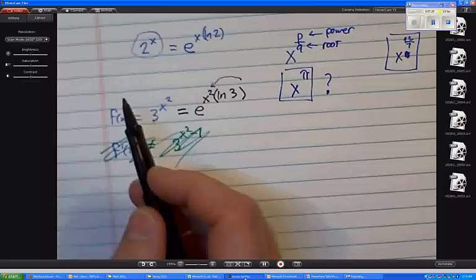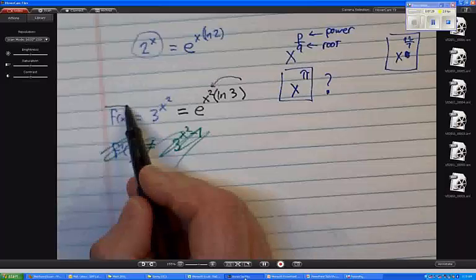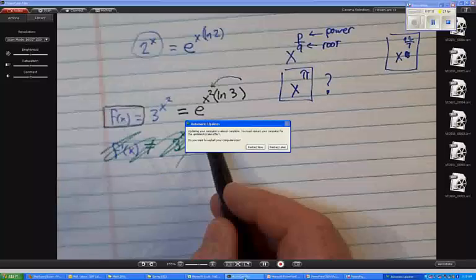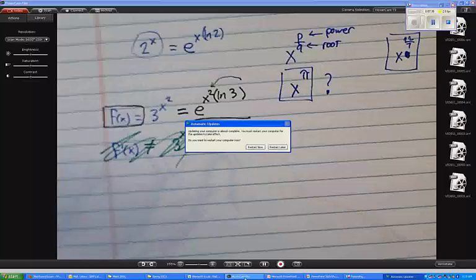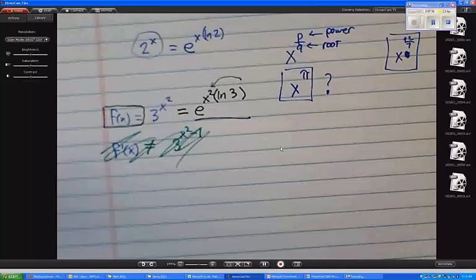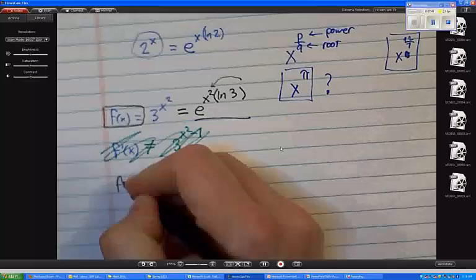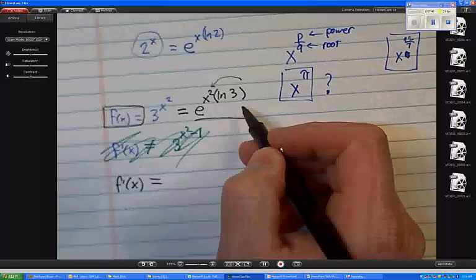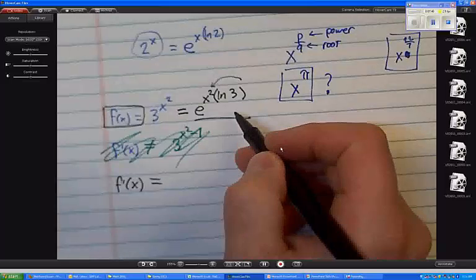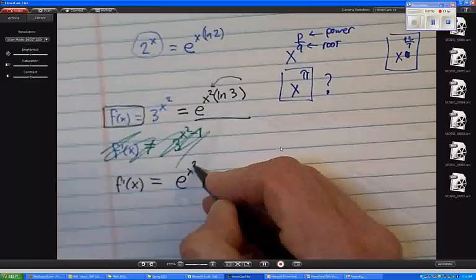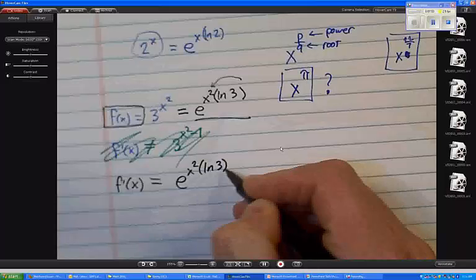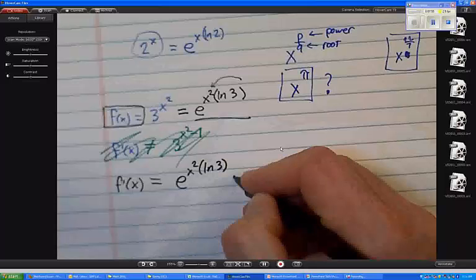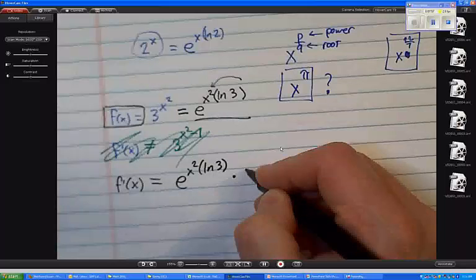So if I had written it this way, f of x equals this crazy thing, there's a chance you guys are going to get it right now. Let's try it. f prime of x equals, well, it's an e to the. So I get back e to the x squared ln 3 times, bong, the derivative of what?